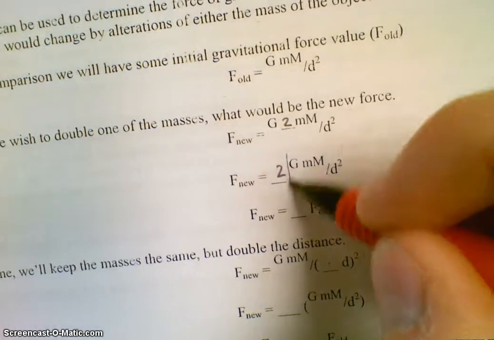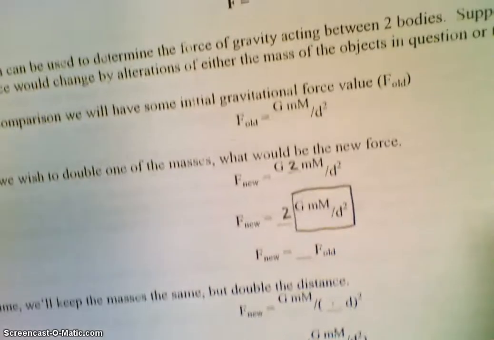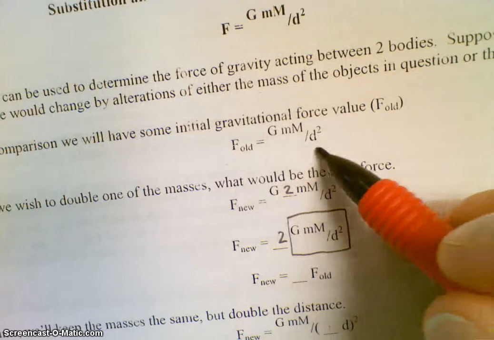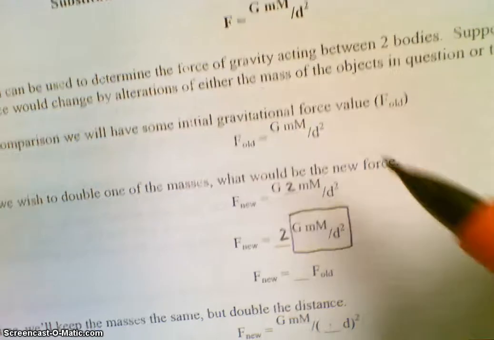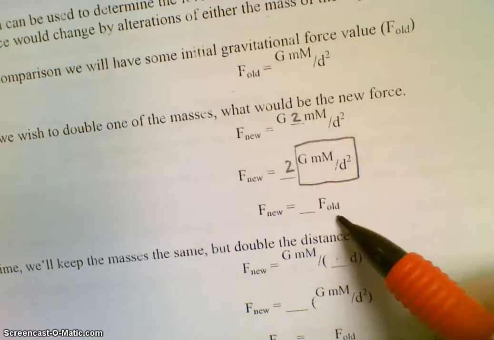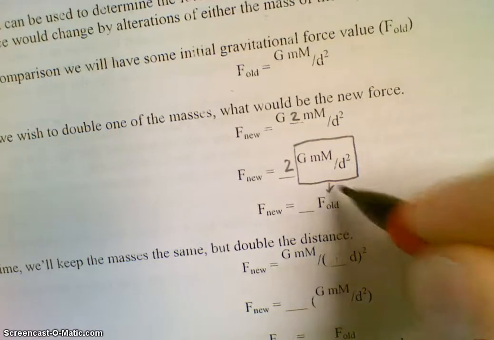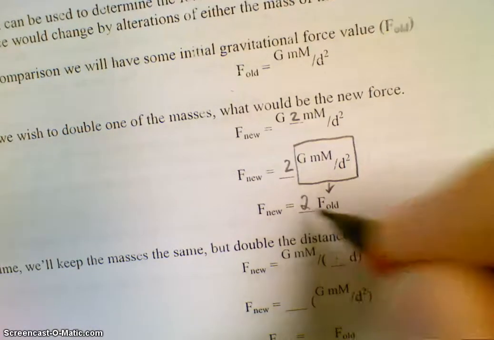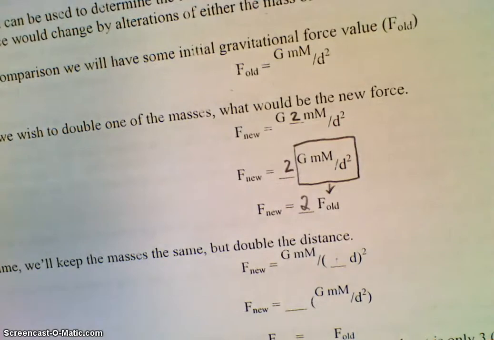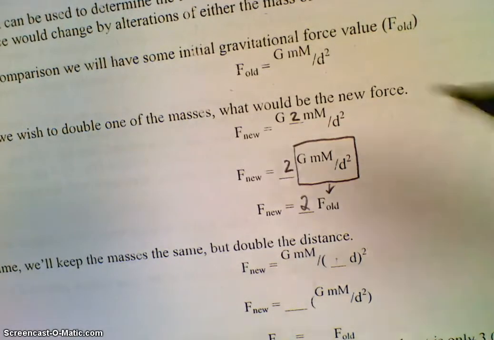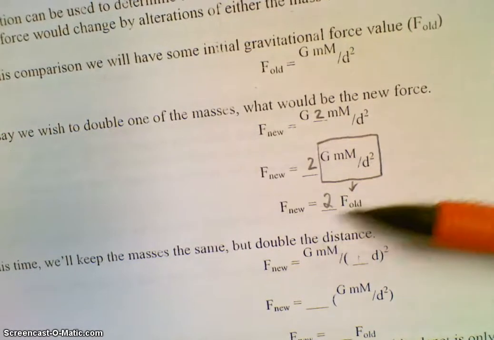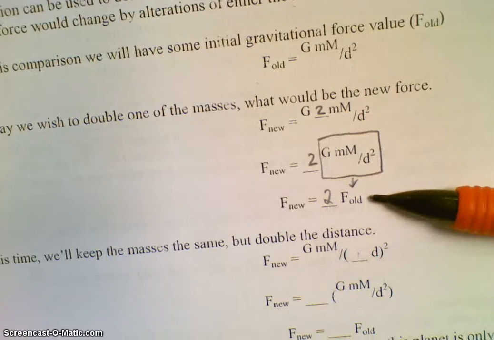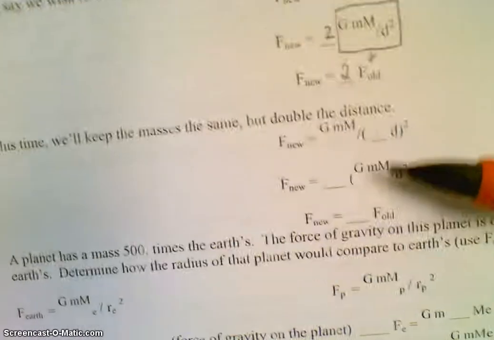And what is this right here? What is G m m over d squared? That was the original force, or the old force. So we're going to substitute that in right here. That's F old, and what goes in front of F old? 2. So how does the new force compare to the old force if we double one of the masses? It's twice as much as the old force. Do we see how that is represented there? So if we double a mass, the new force is now 2 times the old force. Pretty straightforward? All right, let's look at the next one.